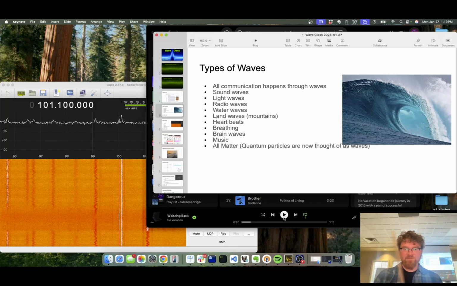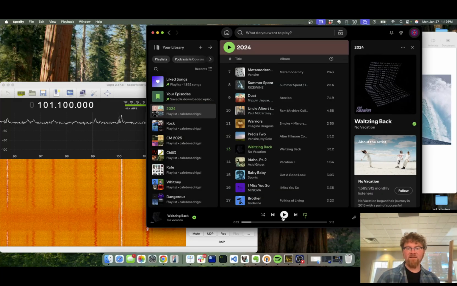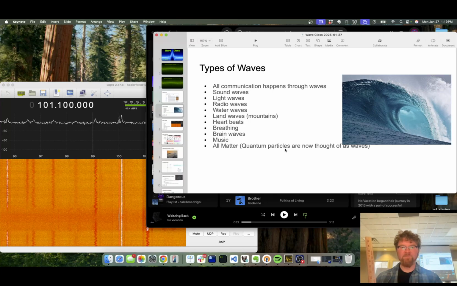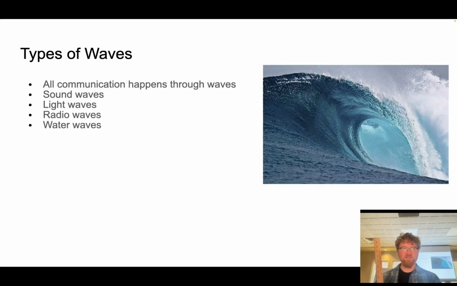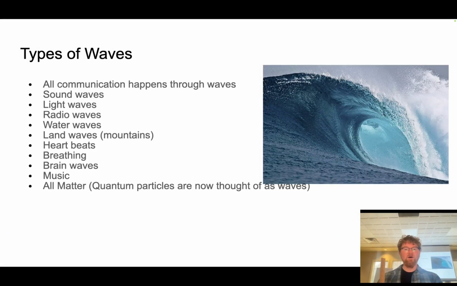Music, it's all these waves basically. So, music, all matter. This is another one you may not think about. Modern physics has basically been indicating that all matter is actually made of waves as well. So even things that we call particles, things like photons or electrons or neutrons, are actually made of waves.